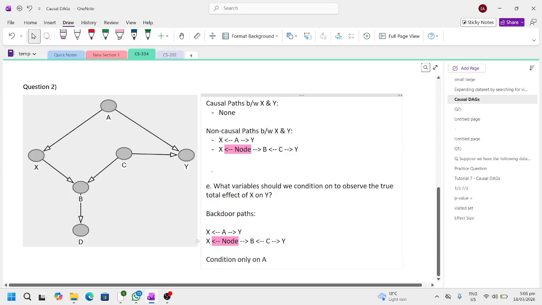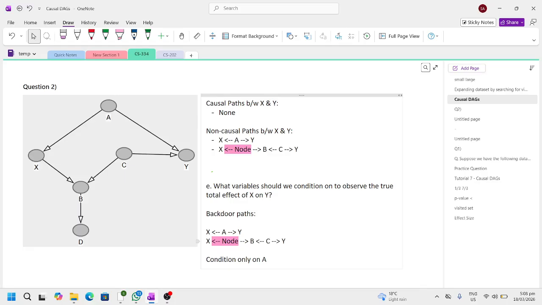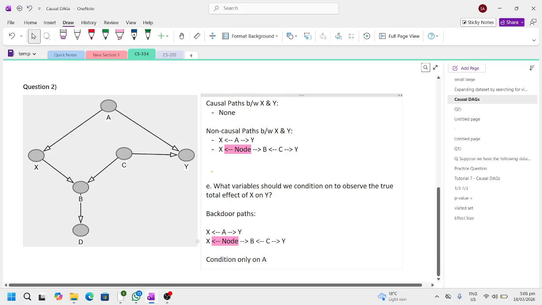it's not needed. Typically, a question will ask you to state the minimum set of nodes that you need to condition on in order to determine the true total effect of one variable on another. And when you're asked for the minimum set, if you add a node like C or this pink node, which you don't need to condition on, then that would be incorrect essentially. So you're only going to condition on A regardless. Are there any questions so far?